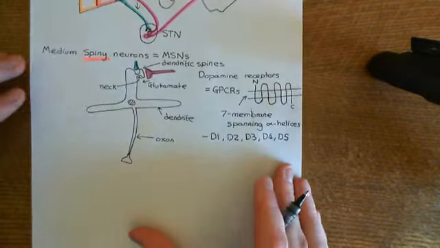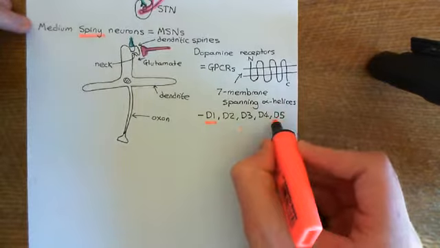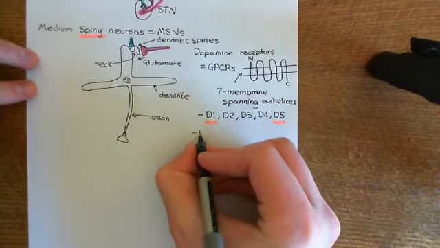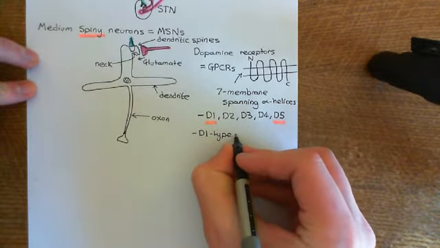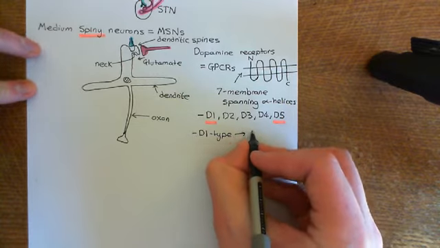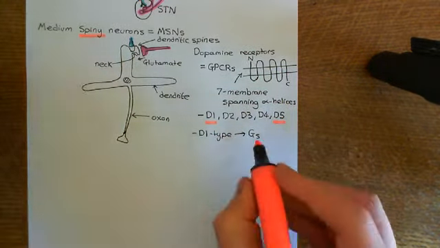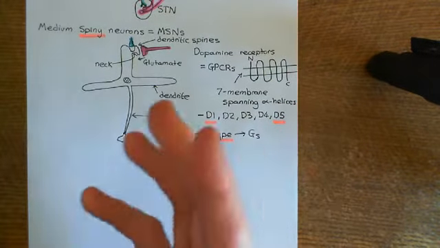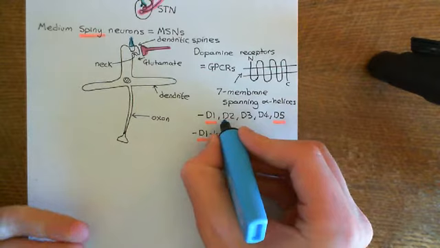Now they're broadly categorized into 2 separate sets. Firstly, D1 and D5 are put into a set, and this is the D1 type dopamine receptors. Those activate GS heterotrimeric G proteins, so they activate a certain downstream signaling pathway within the cell. Both D1 and D5 do the same thing effectively. They activate the same signaling pathway within the cell.